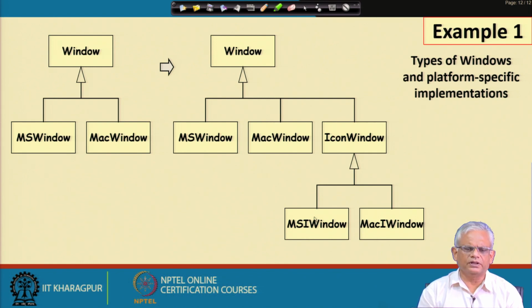In the window example, let us say we had two window types: the Microsoft window, MS window, and the Mac window.